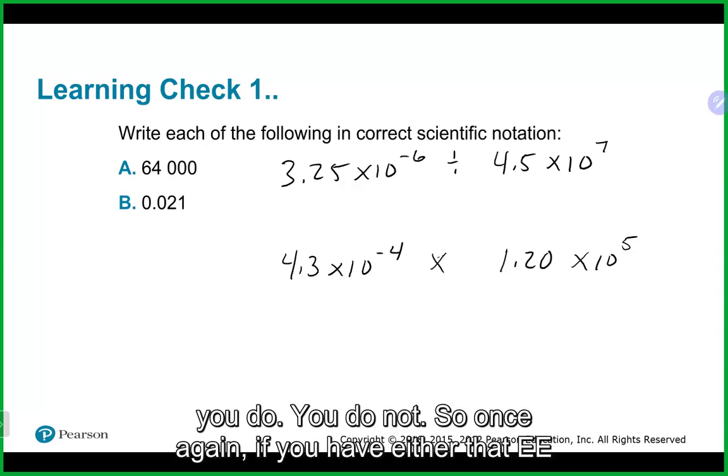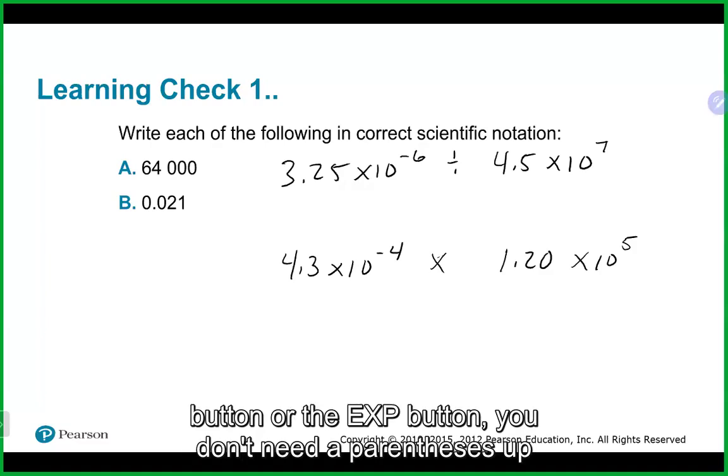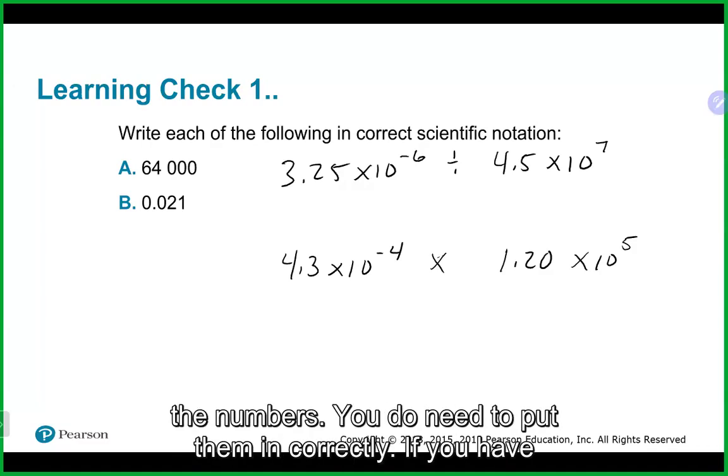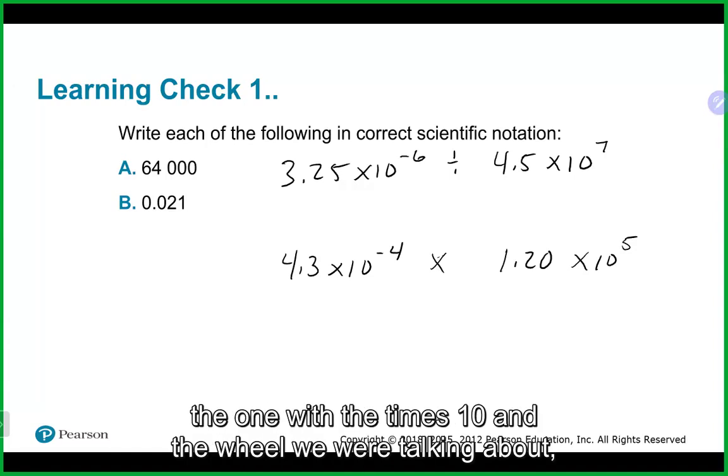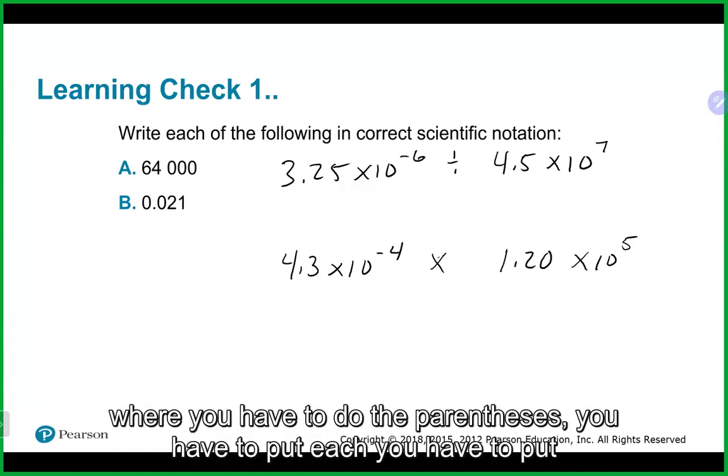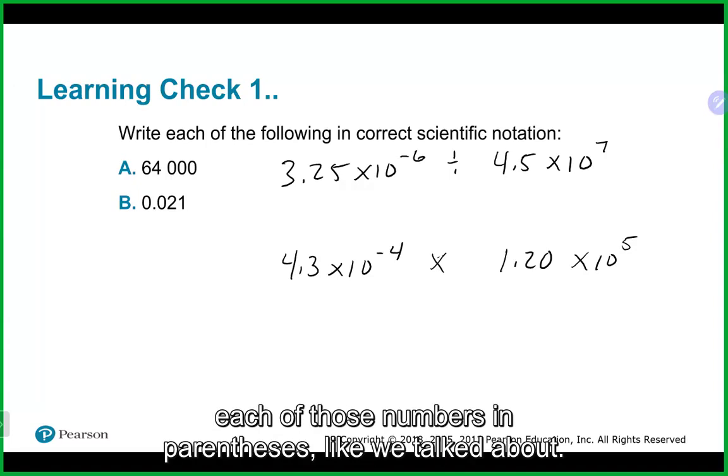You do not. So once again, if you have either that EE button or the EXP button, you don't need to put parentheses around the numbers. You do need to put them in correctly. If you have the one with the times 10 that we were talking about where you have to do the parentheses, you have to put each of those numbers in parentheses like we talked about.